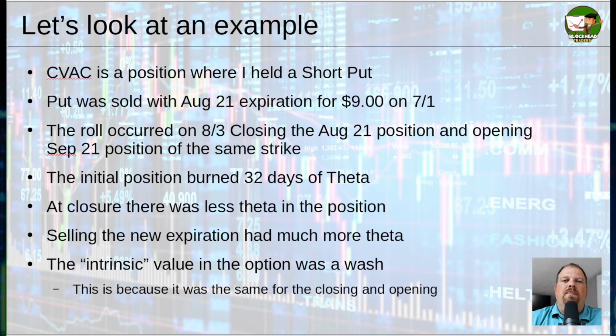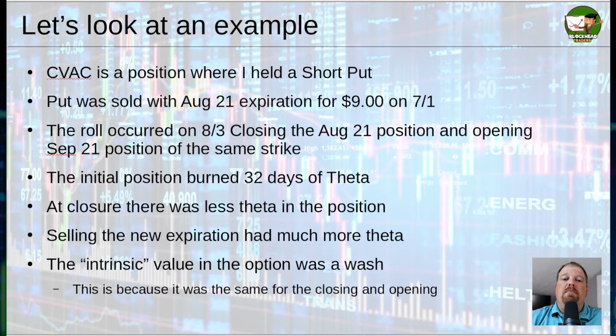Now, when I did the roll, I was actually in the money on the short put. So the cost of buying back that option in the August expiration cycle was quite a bit more than my original credit. However, because I rolled it forward, that intrinsic value is a wash when you do a roll, because the intrinsic value is just the difference between the option's strike price and where the underlying is trading. So if you're $1 in the money, there is a $1 intrinsic value in that option.